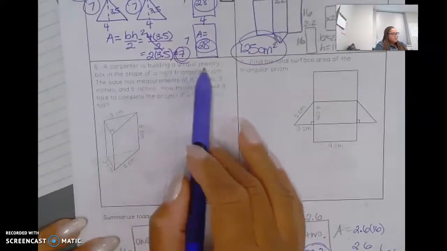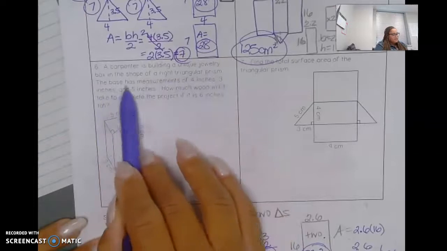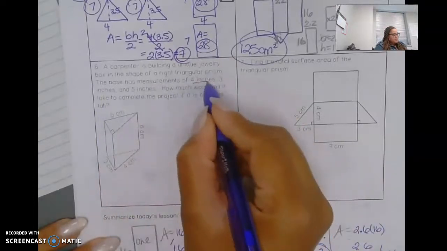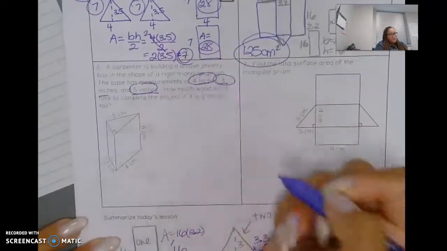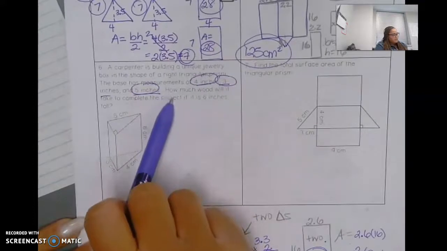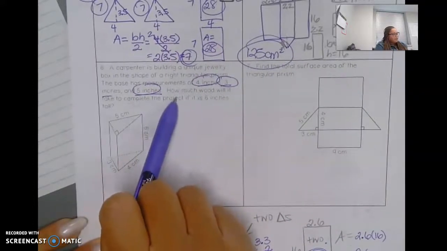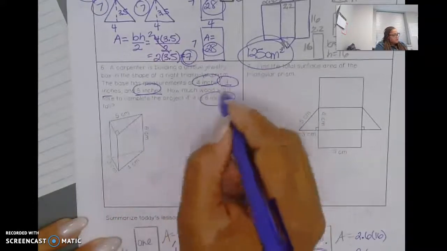So a carpenter is building a unique jewelry box in the shape of a right triangular prism. The base has measurements of 4 inches, 3 inches, and 5 inches. So it's a 3, 4, 5 right triangle for those of you who are in 8th grade and know about the right triangle and Pythagorean theorem. How much wood will it take to complete the project if it is 6 inches tall?